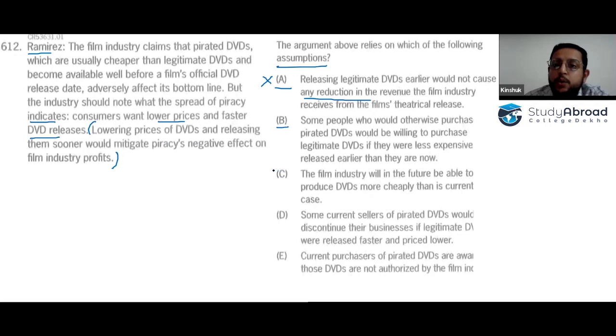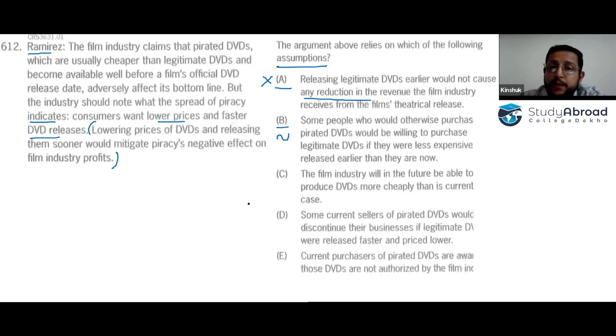Now, next, answer choice B: some people who would otherwise purchase pirated DVDs would be willing to purchase legitimate DVDs if they were less expensive and released earlier than they are now. Now see, this is exactly what the author was going for, that if you do that, then piracy will be mitigated. There will be a mitigation of the negative effect of piracy. So if people are willing to buy, then definitely there will be less piracy. So this could be a possible answer. Let's hold on to this one. Let us not eliminate it right now.